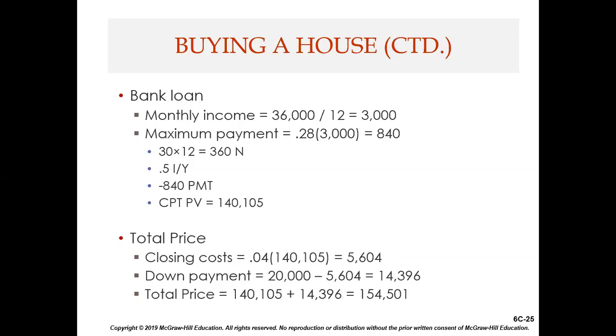to buy the house. So what this is saying is you are able to buy a house that you could borrow $140,105 plus the down payment of $14,396, the part of the $20,000 that you don't have to pay closing costs on. So the most you can buy a house for, $154,501. I apologize for that confusion there.